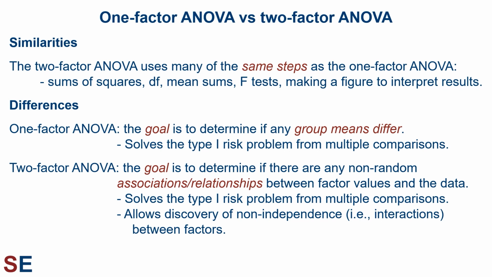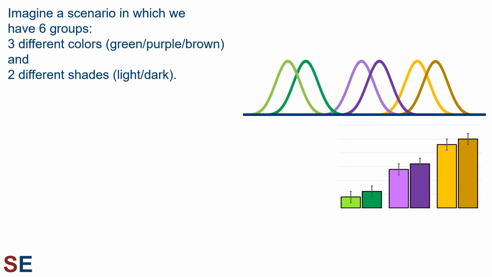In the same way that visualizing the distributions of data was helpful for understanding how the one-factor ANOVA works, let's look at what the two-factor ANOVA is doing visually. Imagine a scenario in which we have 6 groups, 3 different colors, green, purple, and brown, and 2 different shades, light and dark. The top diagram shown depicts this situation, where we can see the distribution of values for each combination of these factors, with the x-axis representing the values in the datasets. The bottom diagram shows the bar charts corresponding to the means for each combination. In this case, the y-axis represents the mean values for the 6 groups.